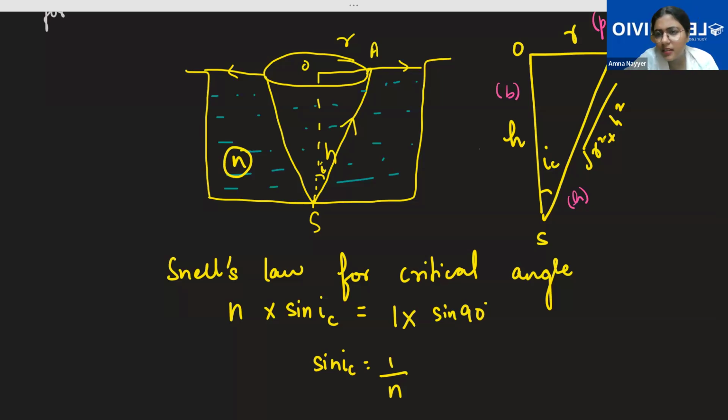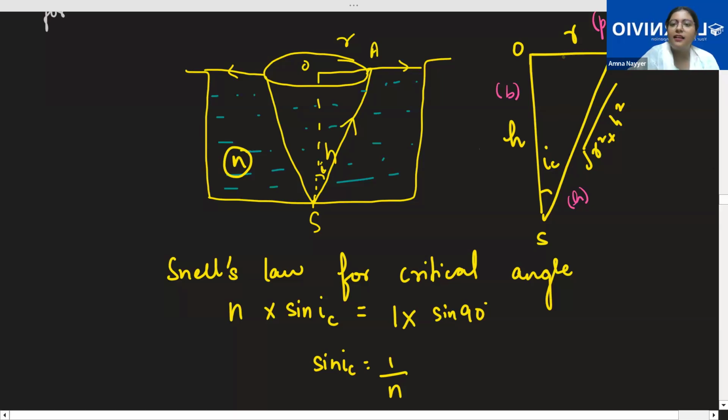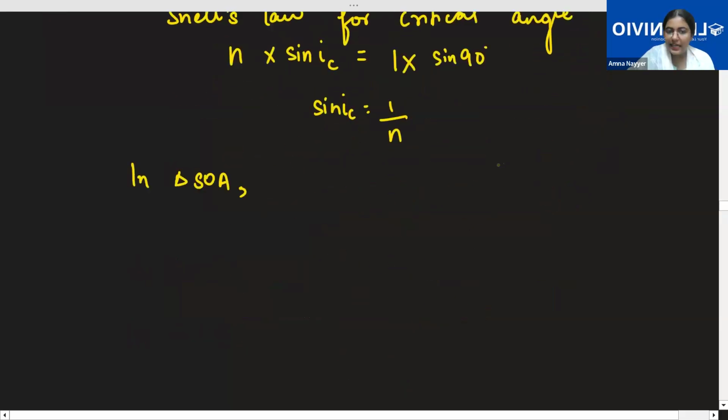What heads? It's r. Sine theta is r. That's the height. It's r, perpendicular by hypotenuse. Okay.